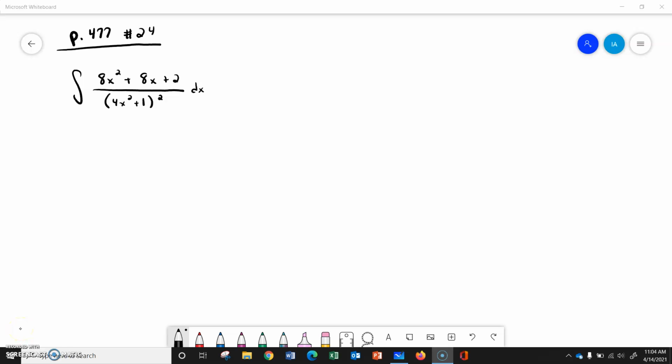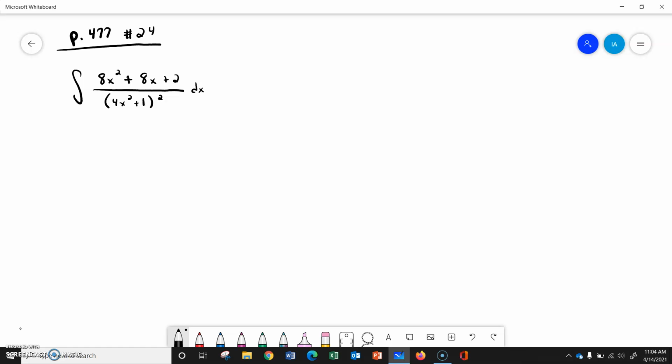Alright, we're going to work an integration problem using partial fractions. So the problem we have here is the fraction with numerator 8x squared plus 8x plus 2, and that's all over the denominator (4x squared plus 1) quantity squared.